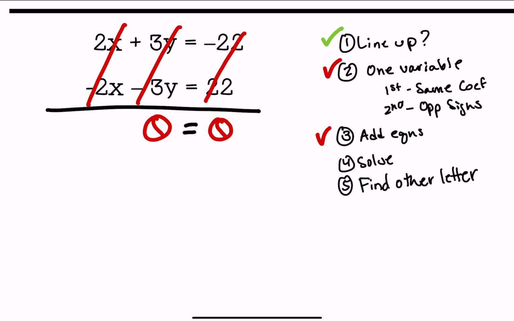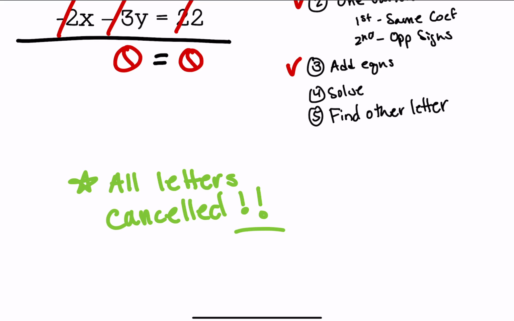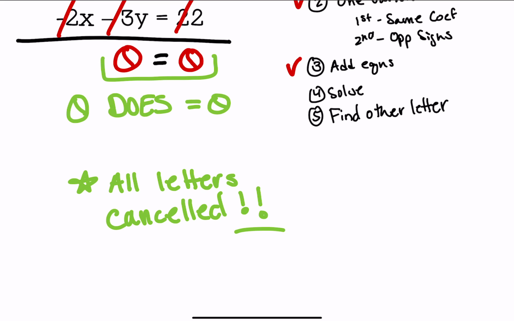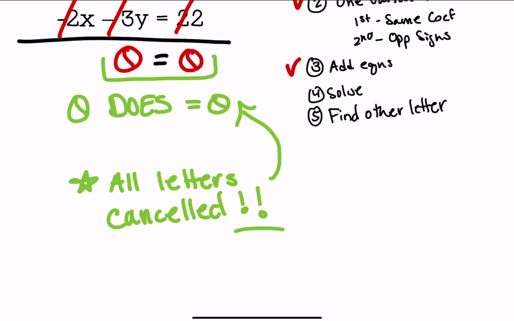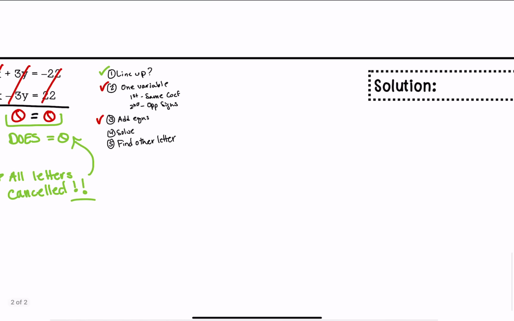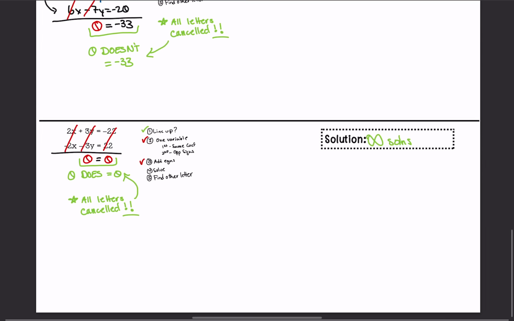So what does this mean? Well, all our letters canceled, and we're left with 0 equals 0. Well, 0 does equal 0. And since that's true and all the letters canceled, this means we have infinite solutions for our answer.